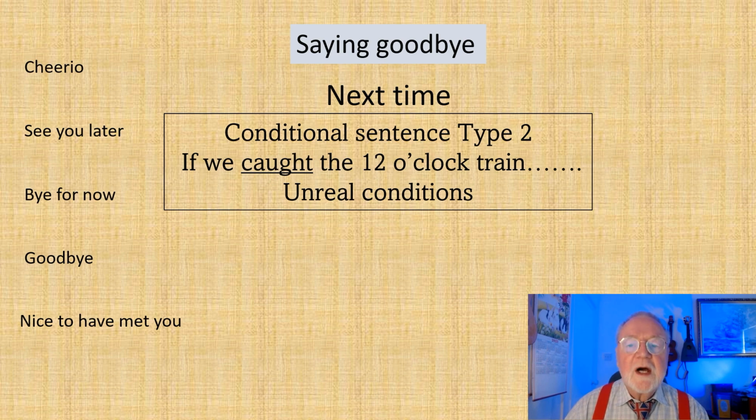In the next video, I'll explain the conditional sentence type 2, which allows us to talk about unreal conditions, like this one, if we caught the 12 o'clock train.